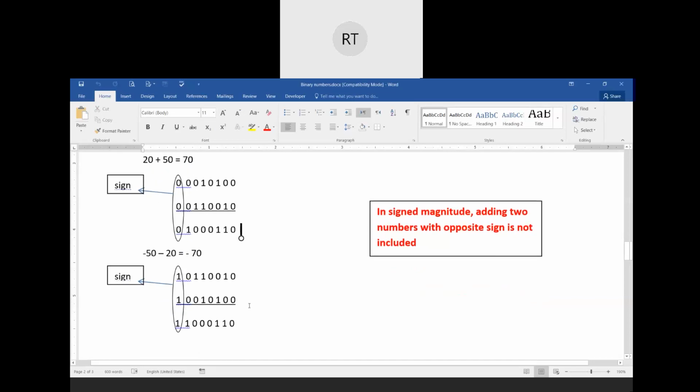Okay, so this is the 20. I just put a 1 here to designate the sign. And this is the 50. This is the 20 here, and I put a 1 for the sign. Look, please, 1, 1. I directly write a 1. I am not adding, so you don't put 0, carry on.